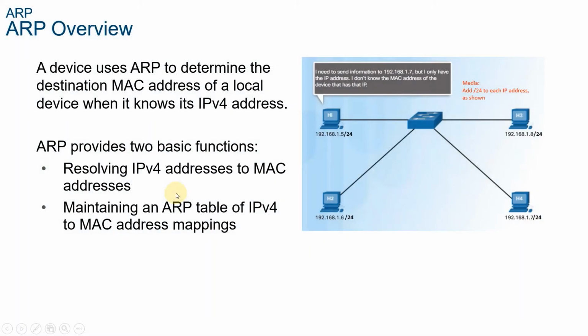Address Resolution Protocol, or ARP. ARP Overview. If your network is using the IPv4 communications protocols, the Address Resolution Protocol, or ARP, is what you need to map IPv4 addresses to MAC addresses. So this topic explains how ARP works.